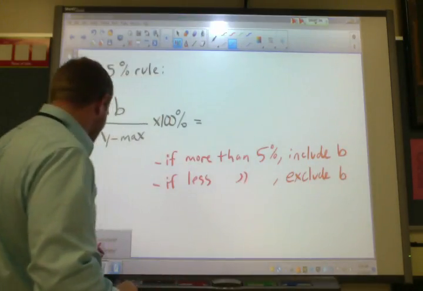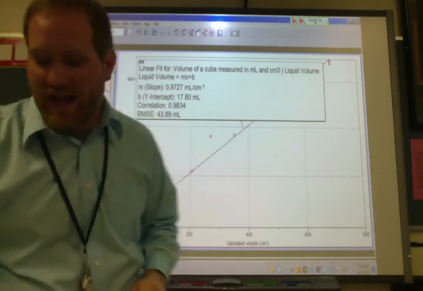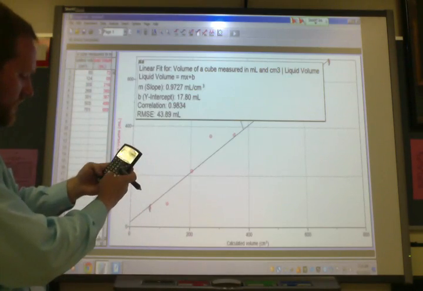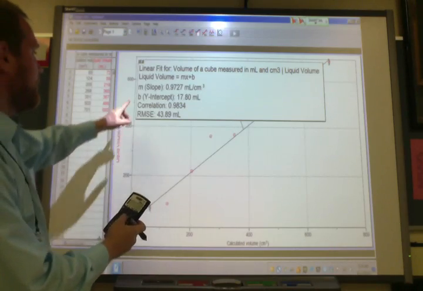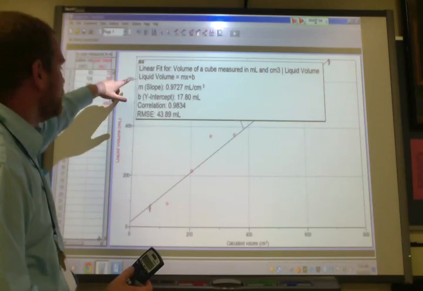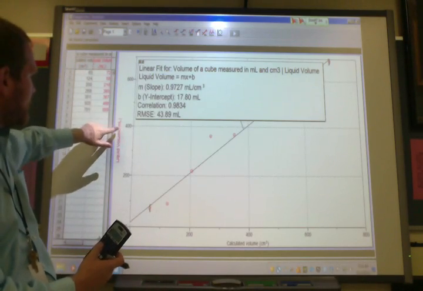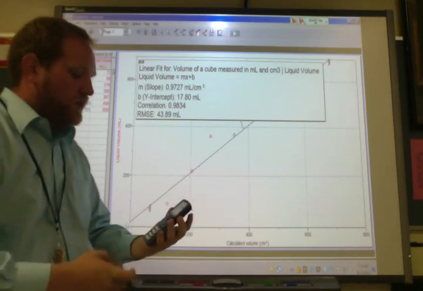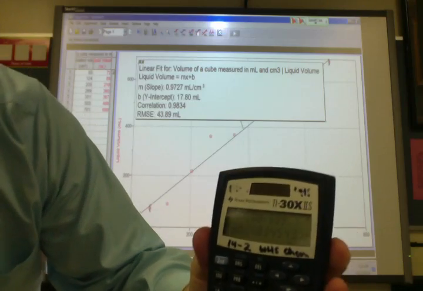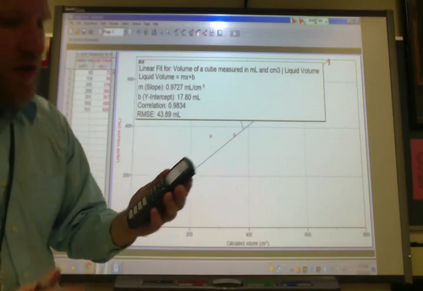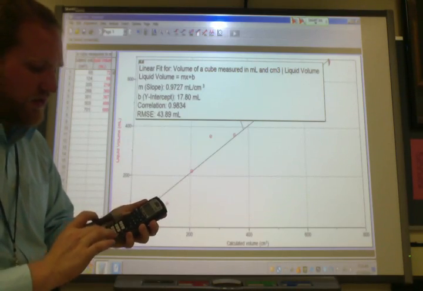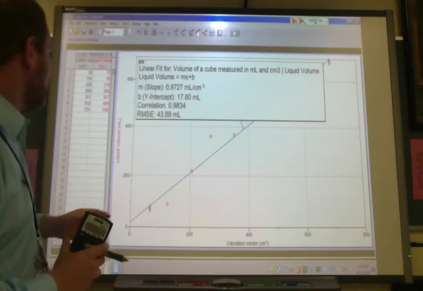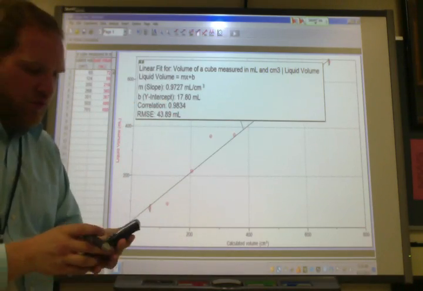So let's run the numbers. The y-intercept is 17.80. Is that more or less than 5% of my y total? 17.80 divided by my y max, so the highest y value, and if I give you data, use the data. This is my milliliters, so the highest one is 689. When I run that through, it comes out to 0.02583, but to turn that into a percentage, you say times 100, and that comes to 2.58%.